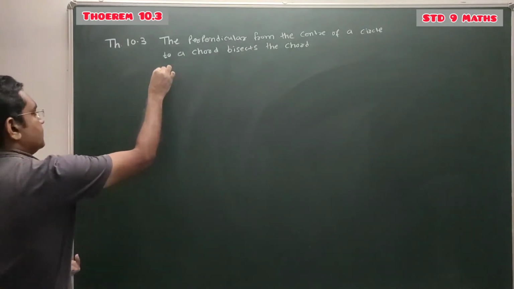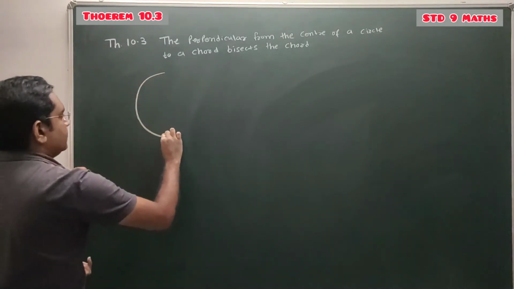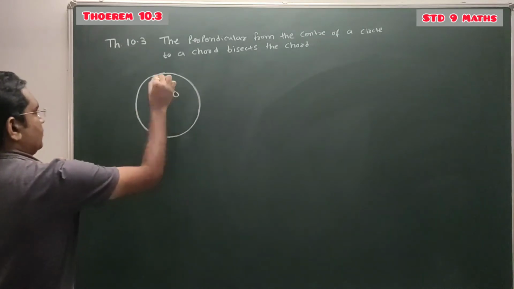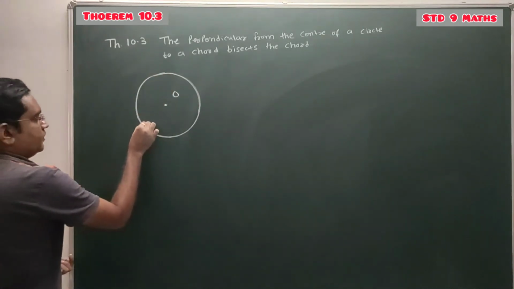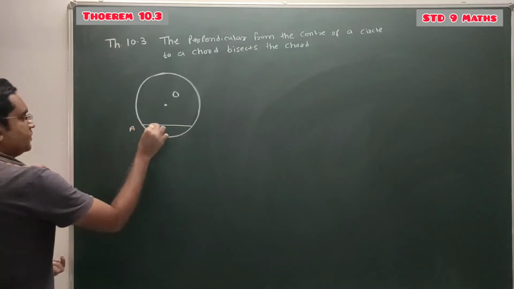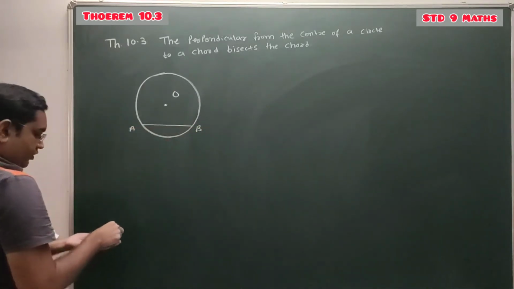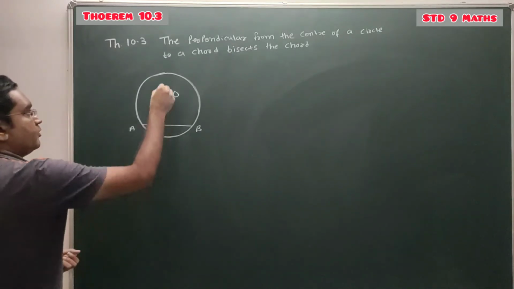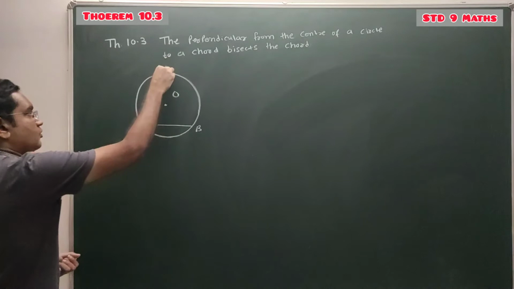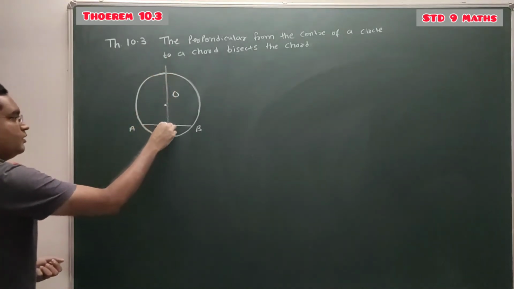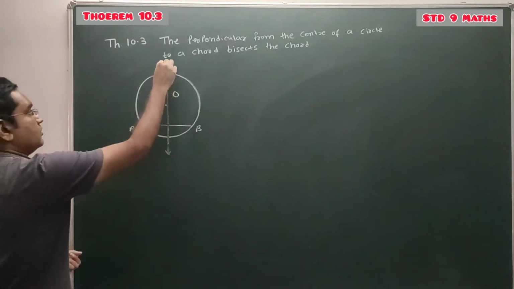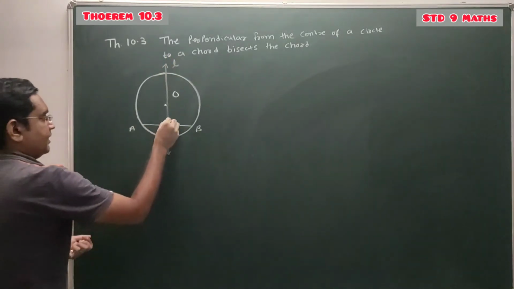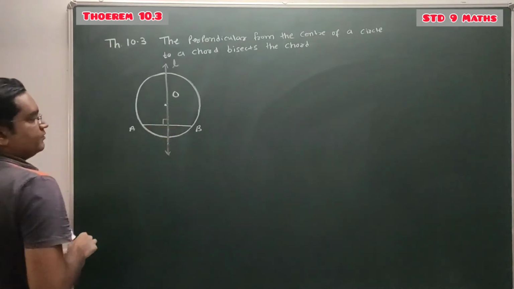So here, a circle with center O is given and one chord AB is given. Now what you have to do? You have to draw a perpendicular from the center of the circle to the chord. That means a line L that is perpendicular to the chord, making an angle of 90 degrees with this chord.